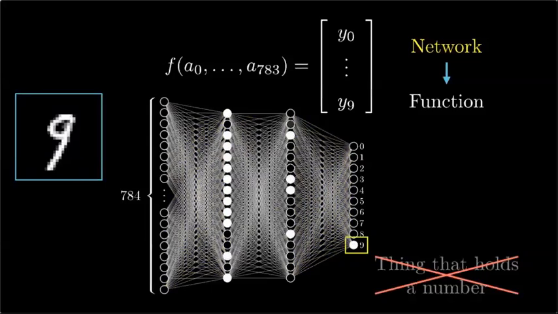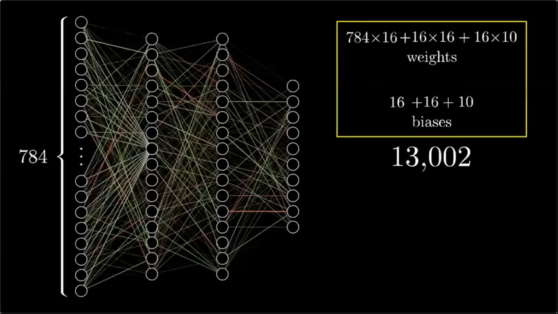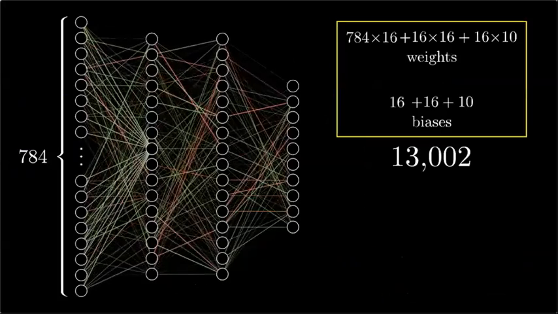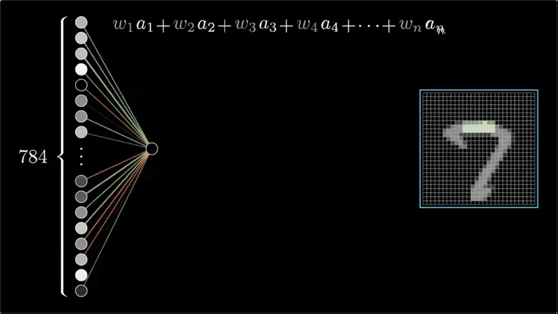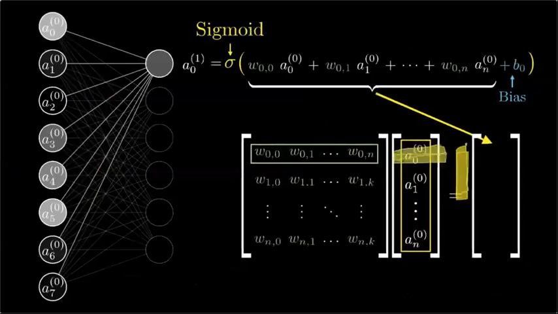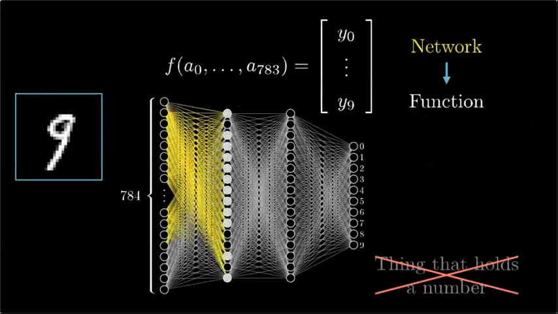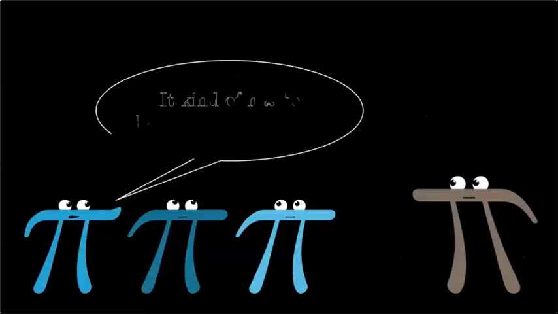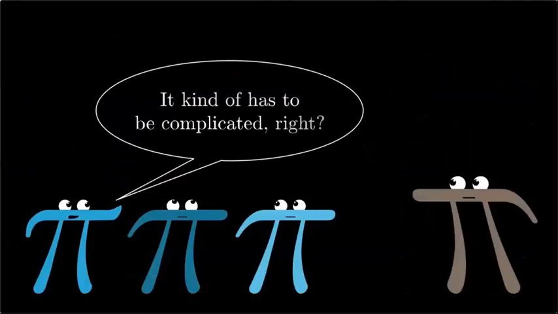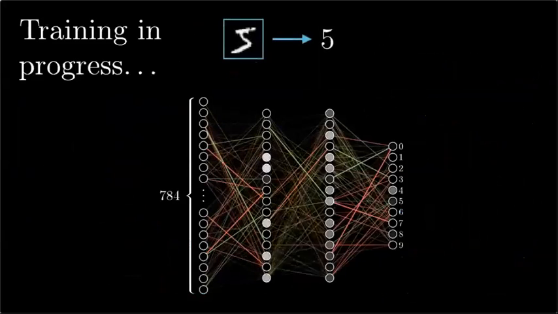It's an absurdly complicated function, one that involves 13,000 parameters in the forms of these weights and biases that pick up on certain patterns, and which involves iterating many matrix vector products and the sigmoid squishification function. But it's just a function nonetheless. And in a way, it's kind of reassuring that it looks complicated. I mean, if it were any simpler, what hope would we have that it could take on the challenge of recognizing digits? And how does it take on that challenge?